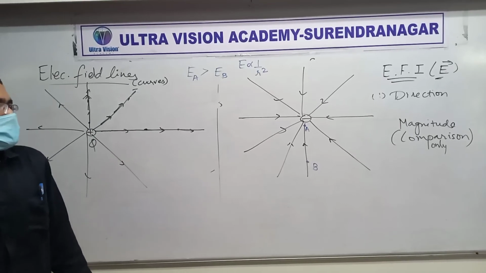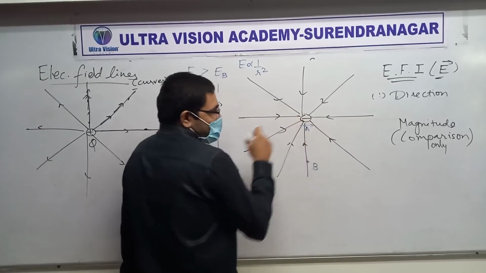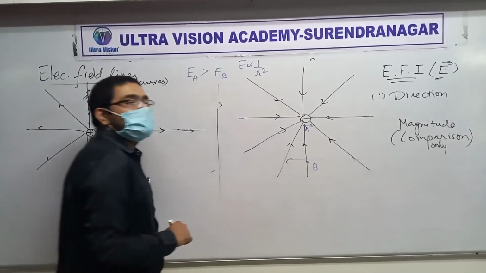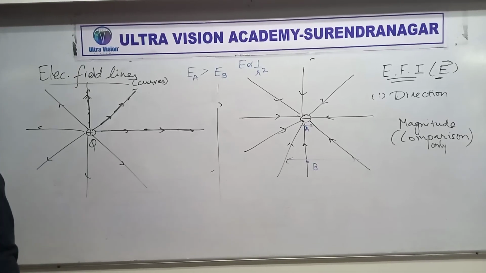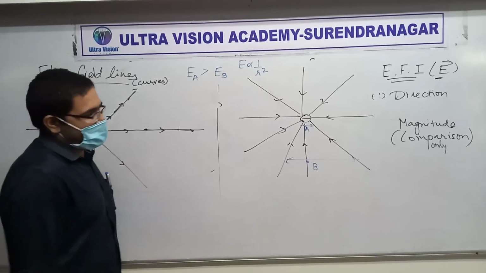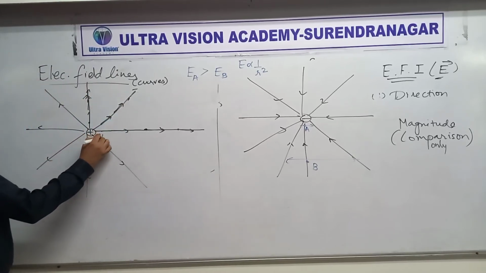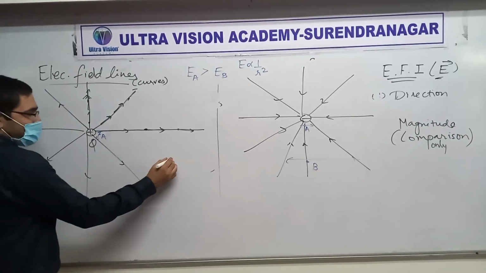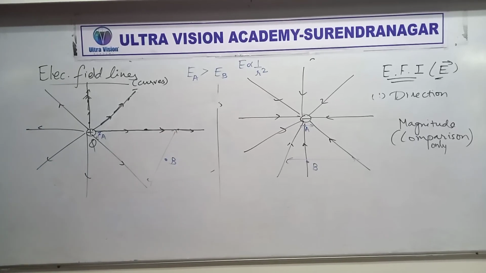So EA greater than EB. Okay. Do you see that at the point A, the field lines are close to each other? But at B, they are spread out or far away from each other. Right? It's not a coincidence. This happens every time. Okay, have a look here. Look at this point A. Near the point A, the field lines are close to each other. Over here, the field lines are far away from each other.